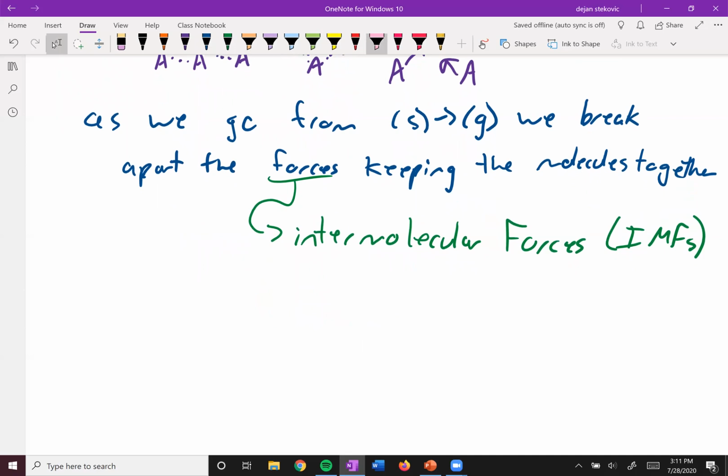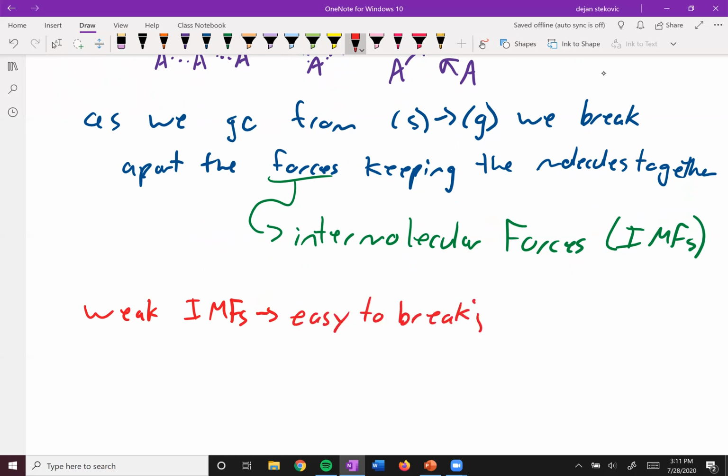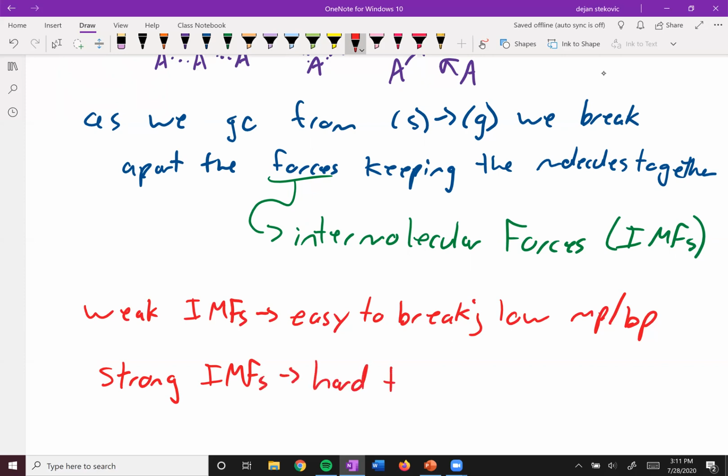And so if we have weak intermolecular forces, it's easy to break them. And if it's easy to break them, that means that we're going to have low melting points and boiling points. And then vice versa, if we have strong intermolecular forces, it's going to be hard to break these apart. And thus, we're going to have high melting points and boiling points, right? So we can look at a molecule, and next up, we'll take a look at what these intermolecular forces are.